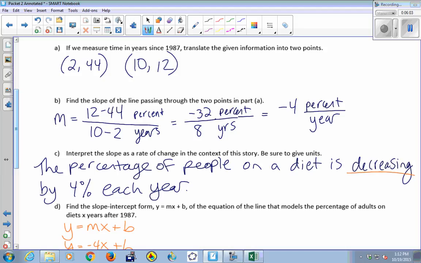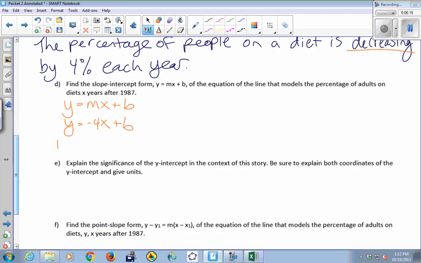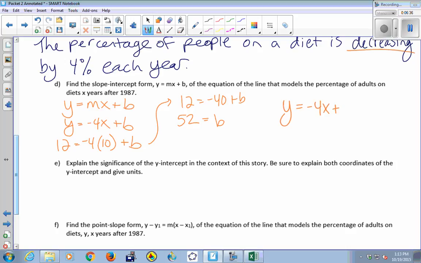Sure, yeah, you could do either one. You just tend to pick the one that makes your arithmetic easier. So yeah, I like 10 for x because multiplying by 10 is easy. So I'm going to put in 10 for x and 12 for y. So that says that 12 equals negative 40 plus b. Add 40 to both sides, and you get b is 52. Okay, so my final equation is going to be y equals negative 4x plus 52.